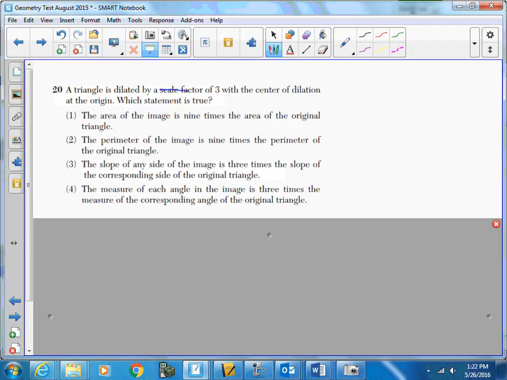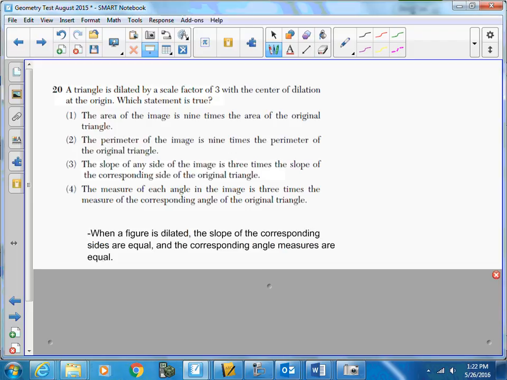All right, so just a little information about dilation. If your scale factor is above 1, you're going to end up with a larger figure. If your scale factor is between 0 and 1, you're going to end up with a smaller figure for your image. Just a little information about that. So I want you to write these notes down.